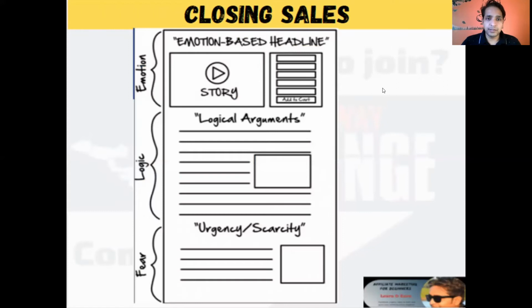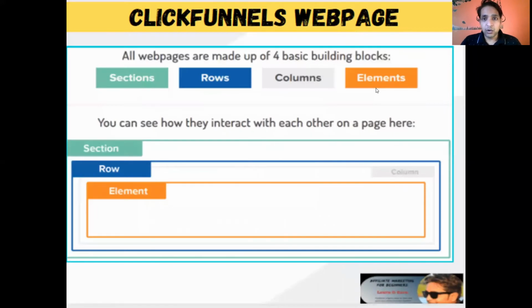Now this is how it looks. First, as I said, the emotional closing will be there, where you can tell the story about your product. In the second part, logical reasoning will be there. And in the third part, there will be urgency or scarcity. So this is how the ClickFunnels web page looks.